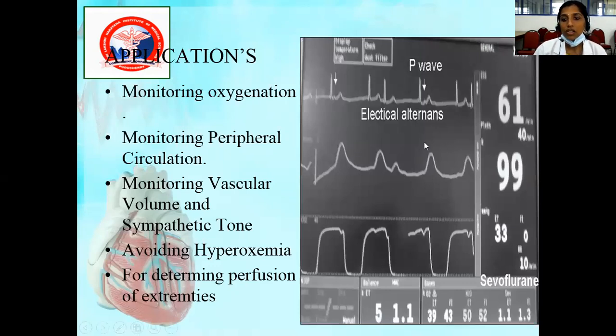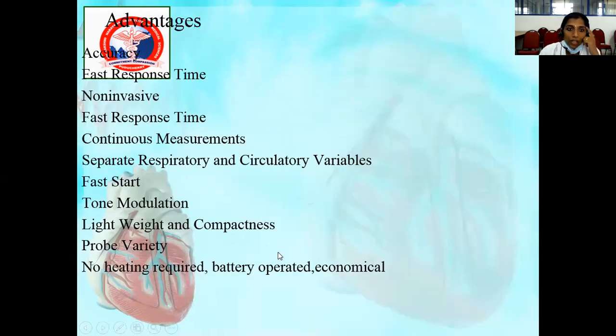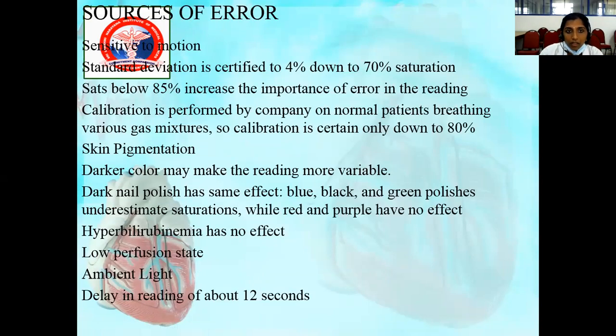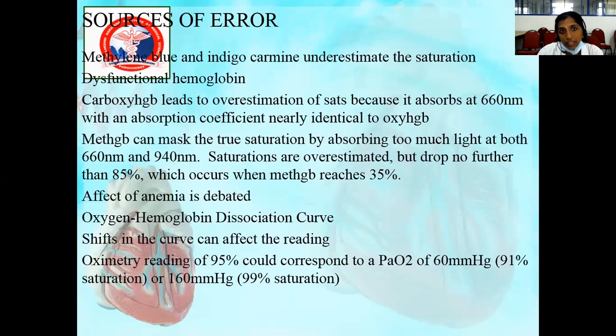This is the pulse ox monitor's graph. First of all, it definitely tells us about the oxygenation status. It also tells us about peripheral circulation status. Then it helps us in telling about vascular volume, sympathetic tone, etc. The advantages: it's a non-invasive procedure, very fast, very accurate, you have separate respiratory and circulatory variables, and it's lightweight. So it's very economical also. But of course, sources of error are there, like it's very sensitive to motion, so if the patient is shivering. Similarly, it's very sensitive to temperature changes, like if suddenly the patient becomes hypothermic, it will not be able to detect. So these problems are there.